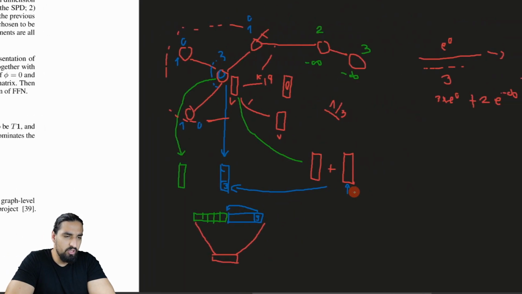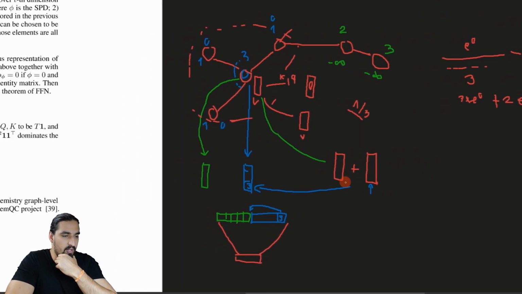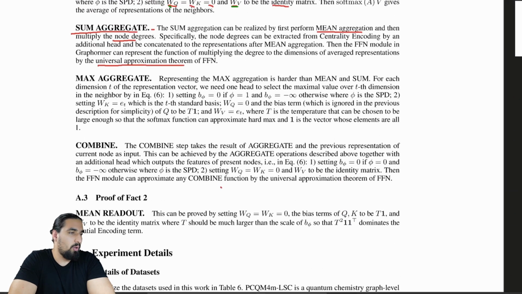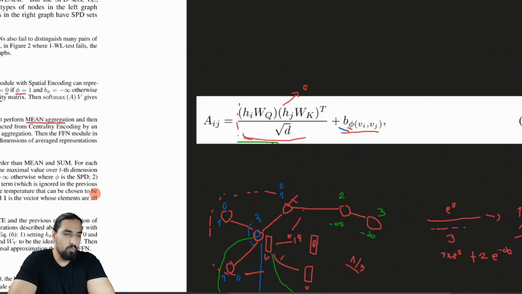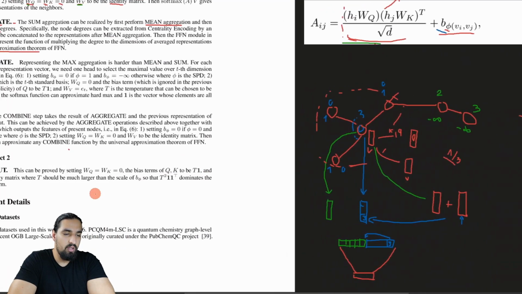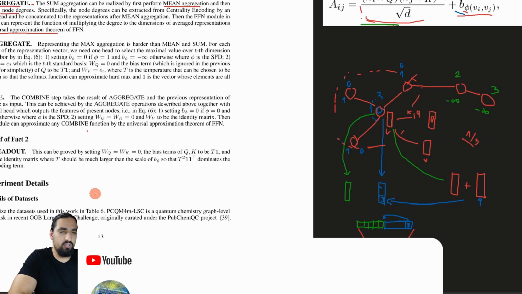And hopefully this was clear enough. This is how I understood it, basically. And if I'm wrong, feel free to comment down. But I think that's in a nutshell how it works. A similar thing applies for max aggregate, and similarly for combine and mean readout. You can do it yourself, but this is the whole logic, the whole point of how this works. And we saw we can emulate these as a special case of Graphormer, and that's super cool.